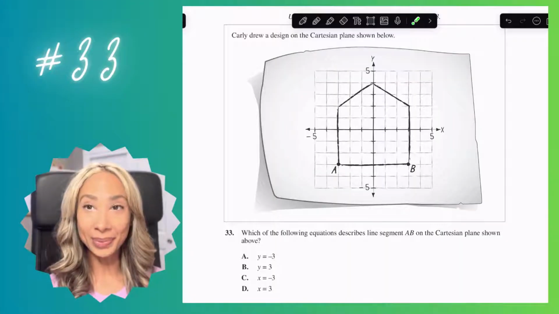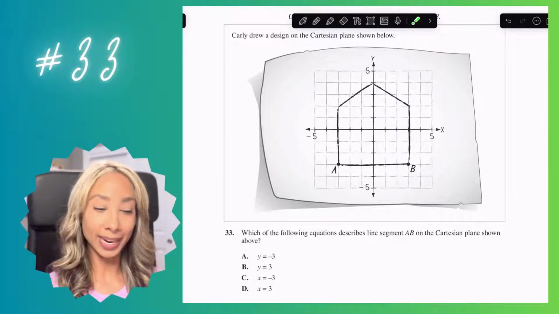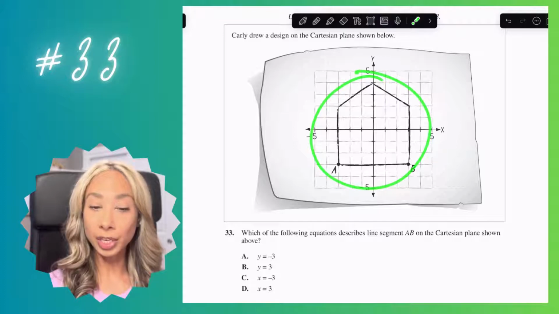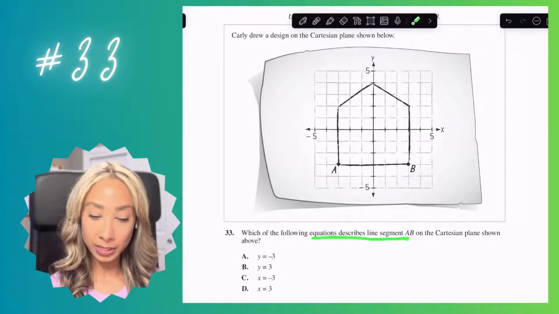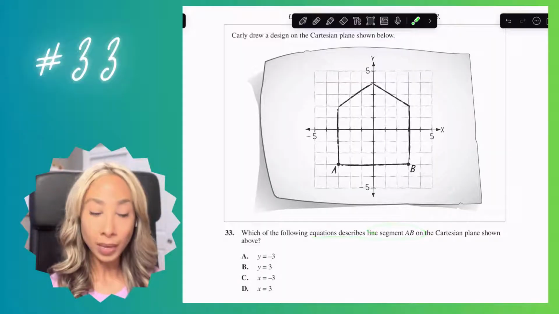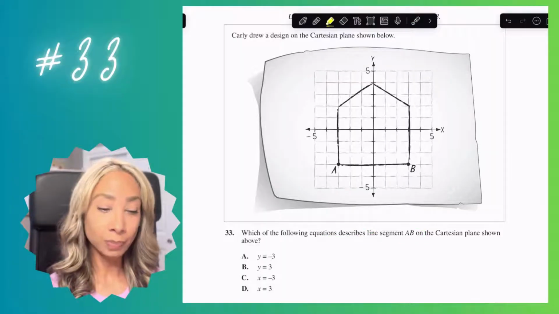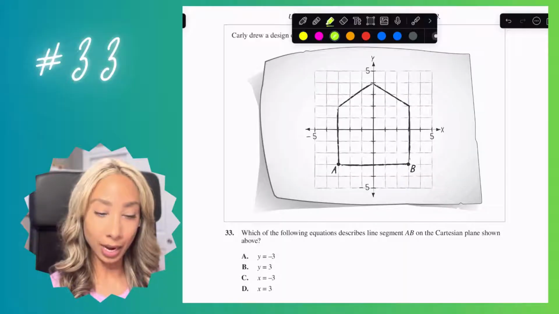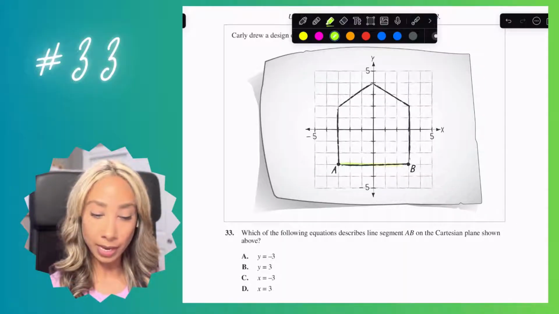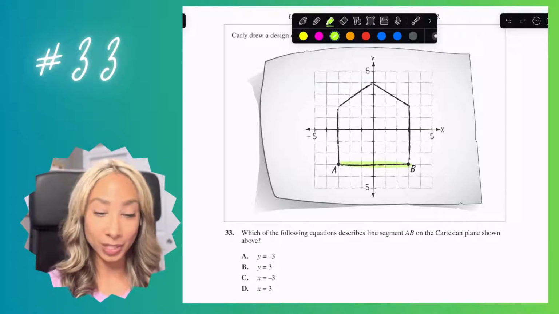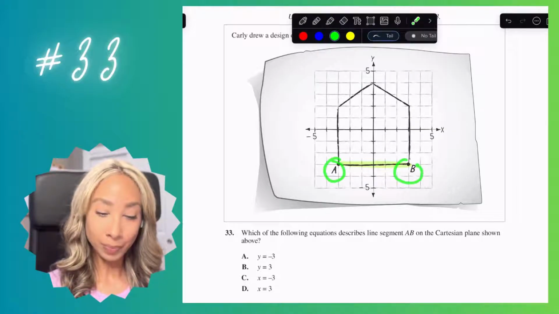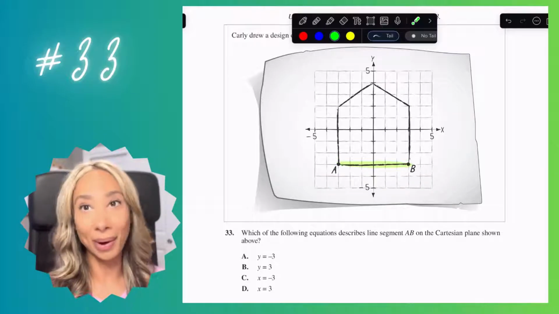Okay, number 33. So what we want to do with this one is we've got an image here and it's drawn in our Cartesian plane. And we want to figure out which of the following describes line segment AB, and we want to describe it with an equation. So the first thing I'm going to do is highlight AB. Anytime we see those letters, all they're saying is referring to a line that has those points. So here is point A and here's point B. So it's going to make a line called AB.